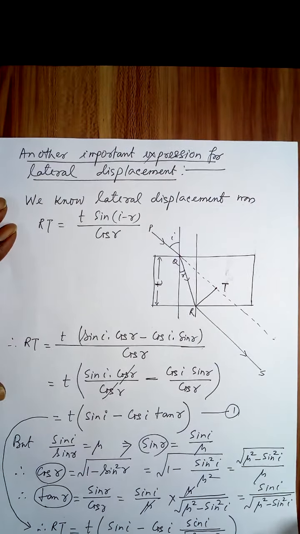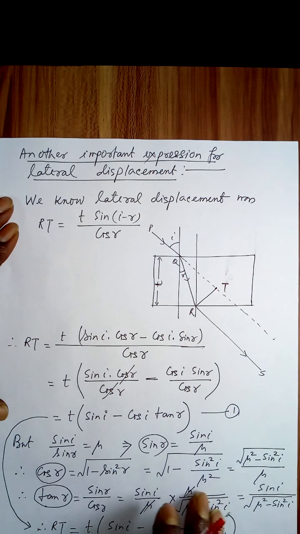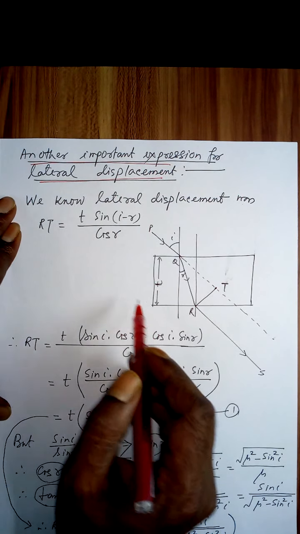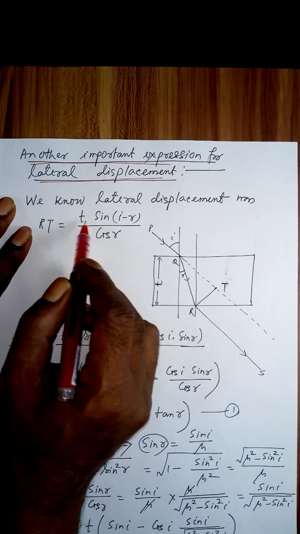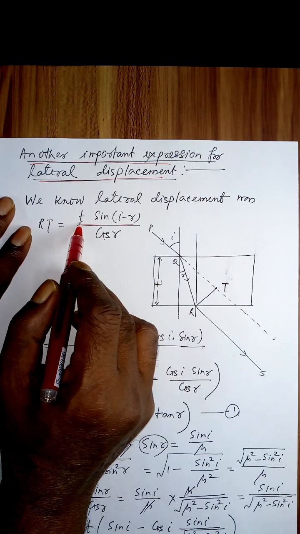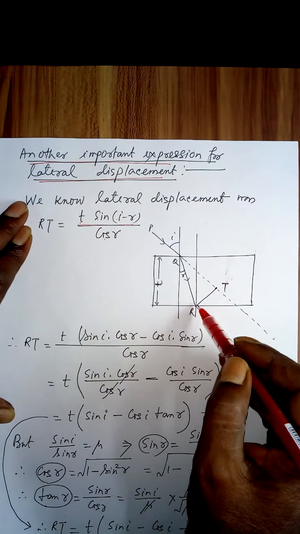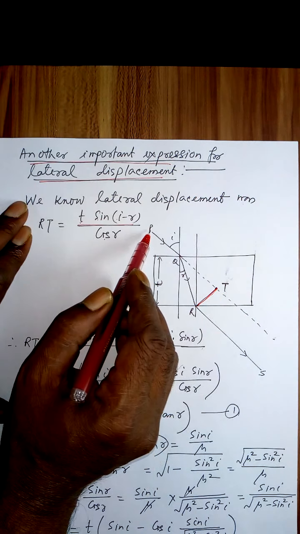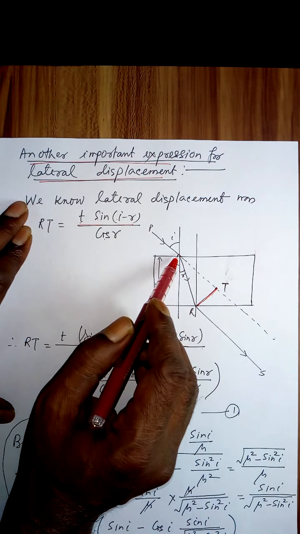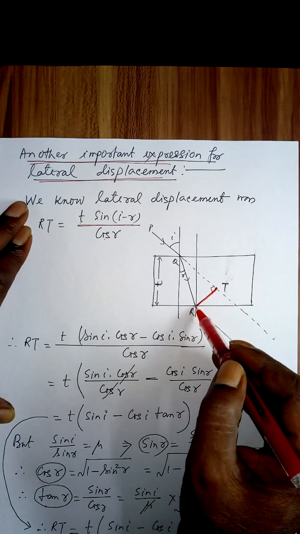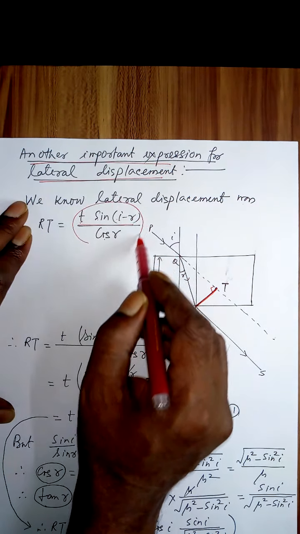Now previously we have derived lateral displacement. Another important expression for lateral displacement. Previously I had derived lateral displacement equals T times sine of I minus R over cos R. T was the thickness of the glass slab, I angle of incidence, R angle of refraction. From here to here was the lateral displacement. The light was supposed to go like this. After refraction from here and here, it was traveling like this. I draw a perpendicular. So this was the lateral displacement that was derived like this.